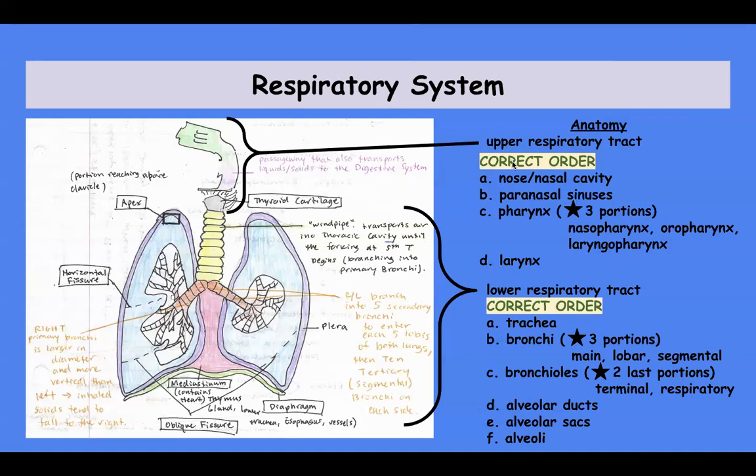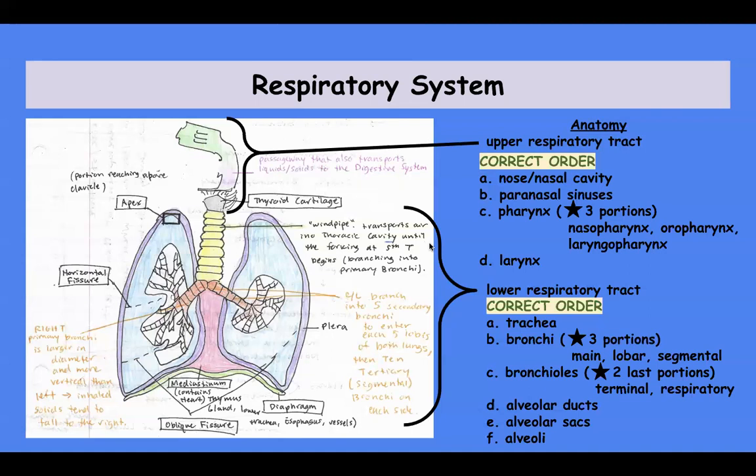So from our nose to our larynx, and in this image right here, I have it sectioned off, right? We would consider this the upper respiratory tract. Now let's talk a little bit about the lower respiratory tract. After the larynx, which is part of the upper tract, air is going to pass through the trachea. The trachea is also called the windpipe, and this yellow structure right here is the trachea. Air is going to pass through the trachea.